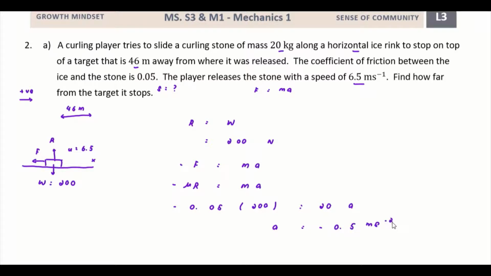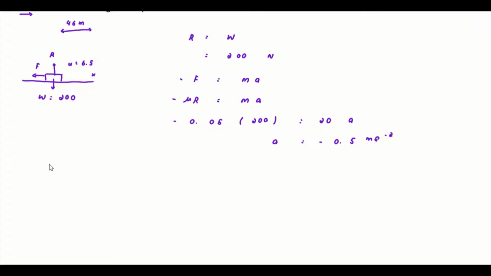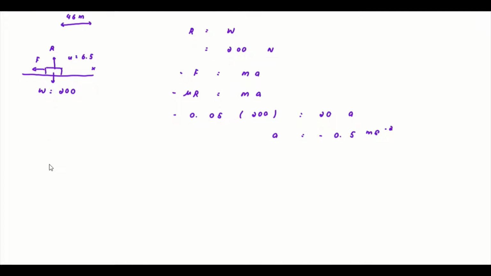This is logical in this question because what happened here is that there's friction. So what you expect is that the curling stone is actually slowing down, right? So the acceleration is negative. Okay, so now we have all the components already, and I think we can find our S.